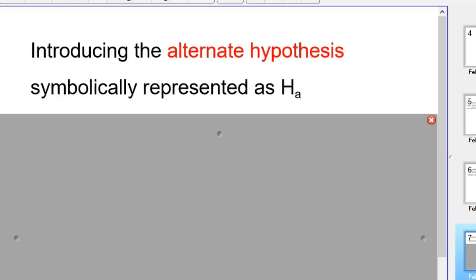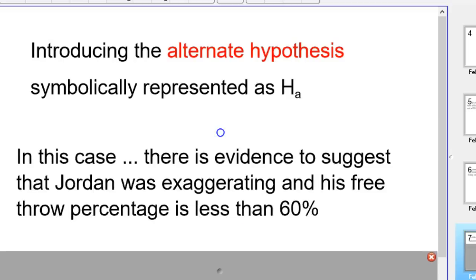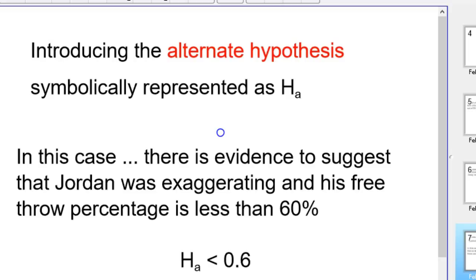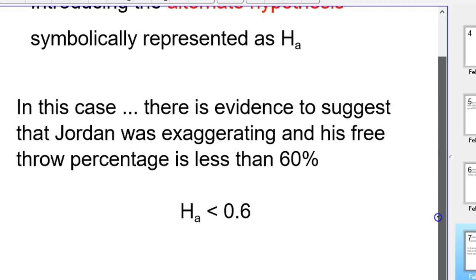And that's the alternative hypothesis, symbolically represented as HA. And so in this case, like I said before, there is evidence to suggest that Jordan was exaggerating and his free throw percentage is less than 60%. In our case, this is a one-sided test because we're only going to test if it's less than 0.6. So H sub A is less than 0.6.